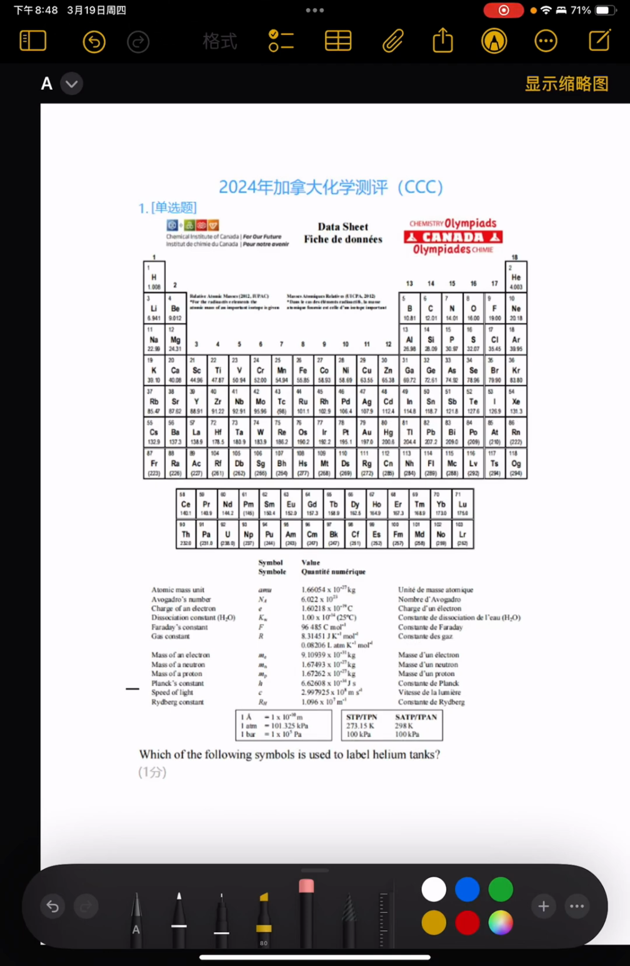Okay, so this is the 2024 Canadian Chemistry Contest, and we'll start with question one. Which of the following symbols is used to label helium tanks?